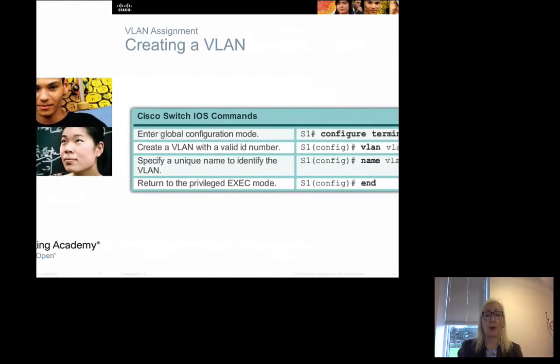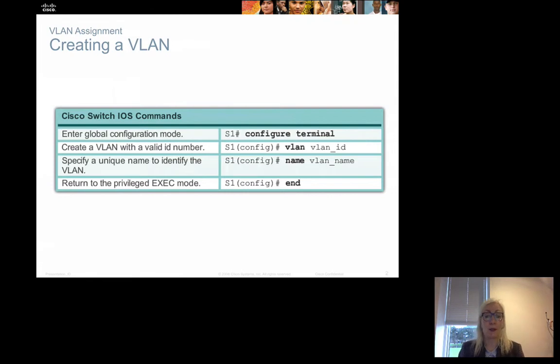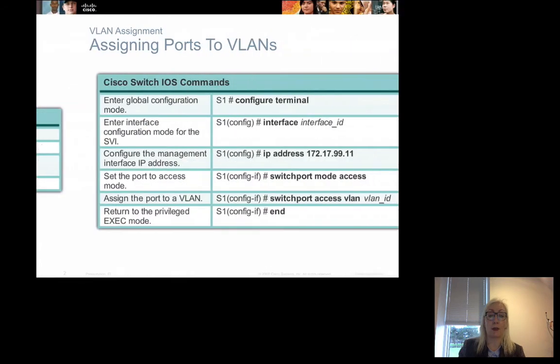So, how to create a VLAN is quite simple. You go into config T and you say VLAN and then the ID that you want. You can also add a name. Sometimes it's easier to remember names than numbers, so you can just give your VLAN a name with the name command. And then that's it. Then you have created your network.